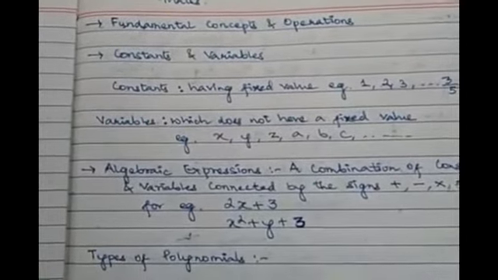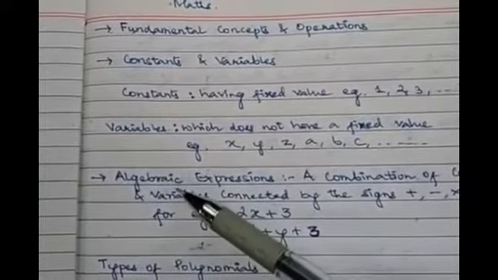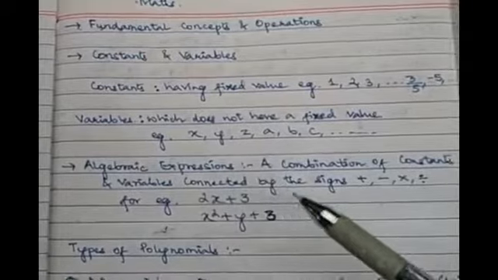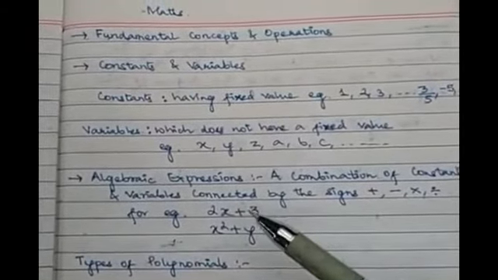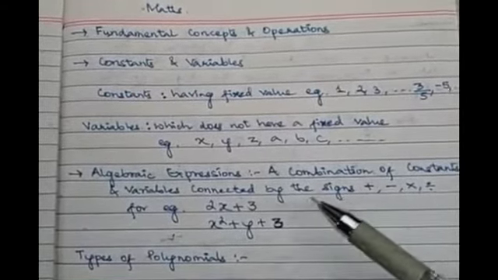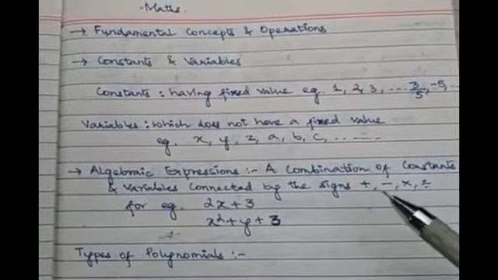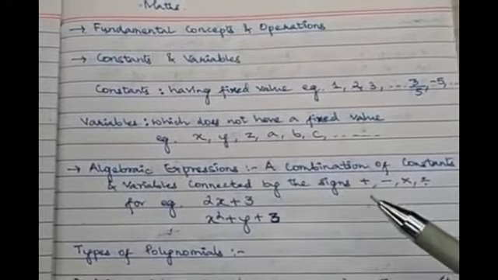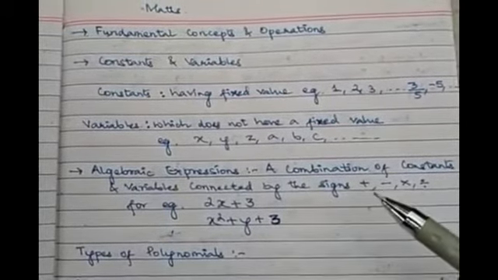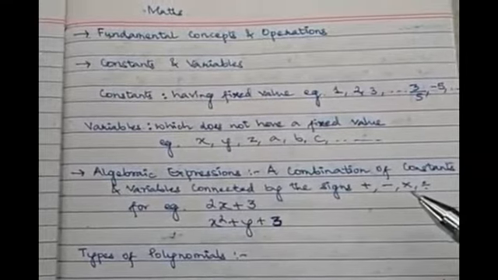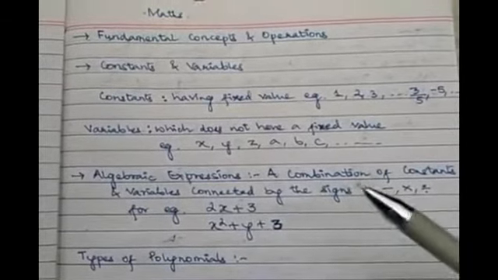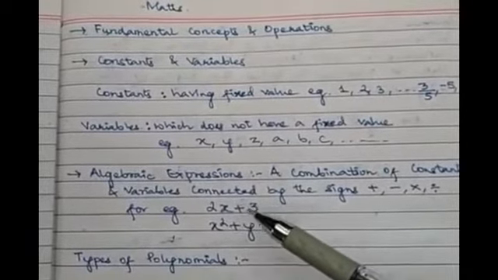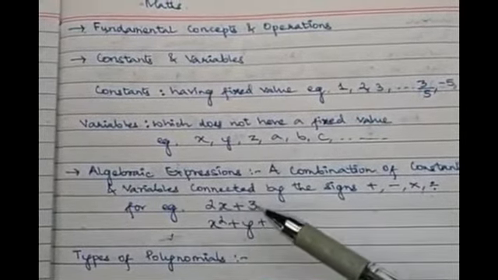The next topic is the algebraic expression. What does an algebraic expression mean? An algebraic expression is a combination of constants and variables connected by the signs plus, minus, multiply or divide. For example, you might have seen this kind of algebraic expression in your previous exercises as well: 2x plus 3.